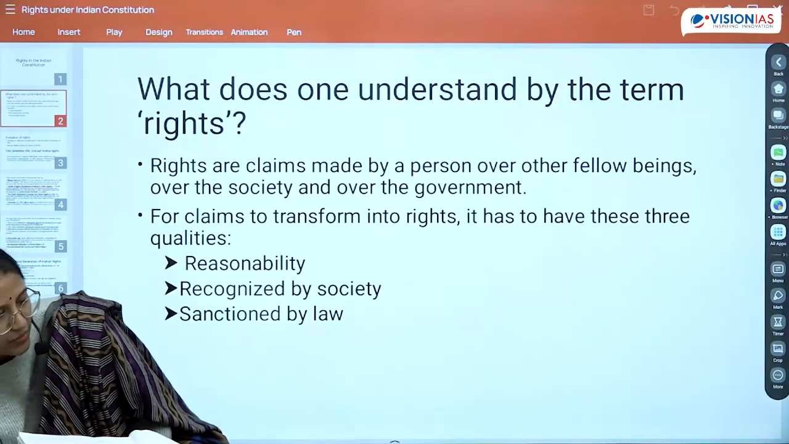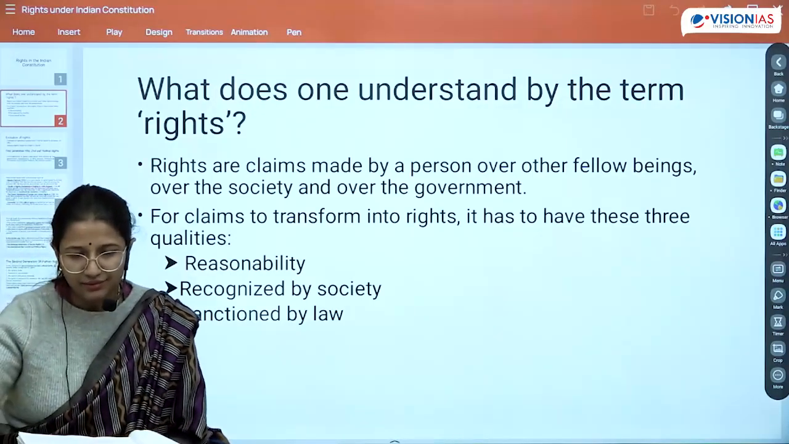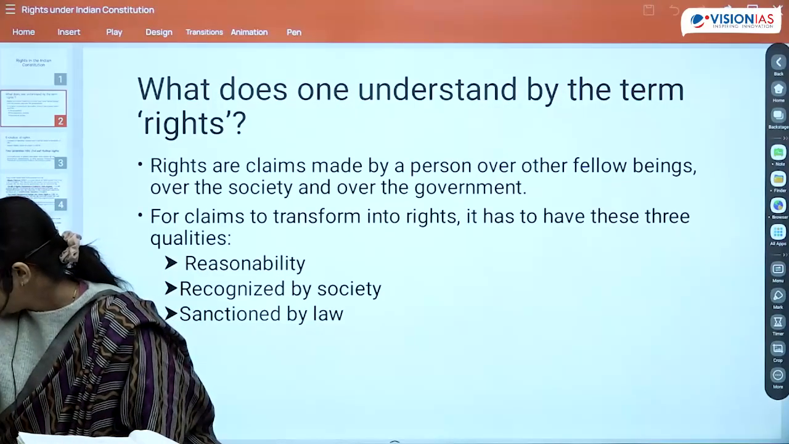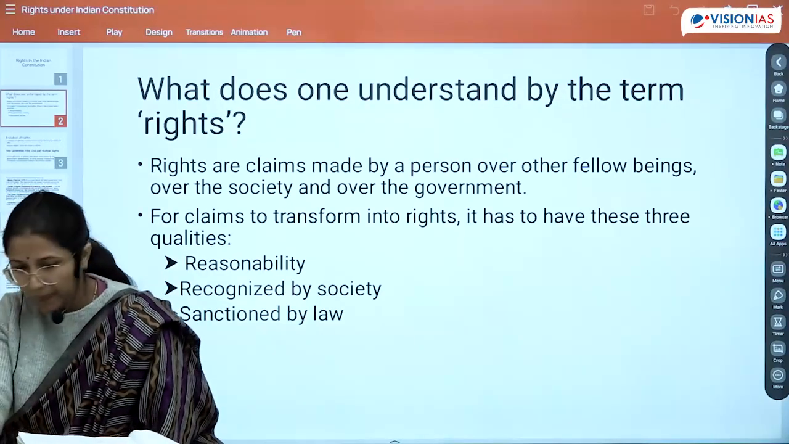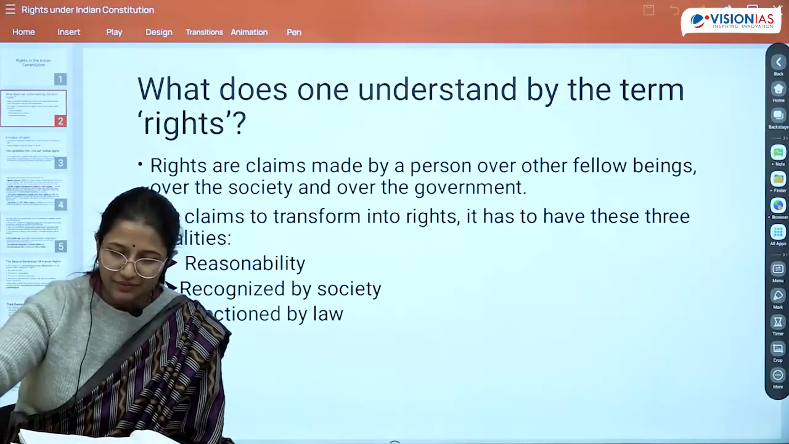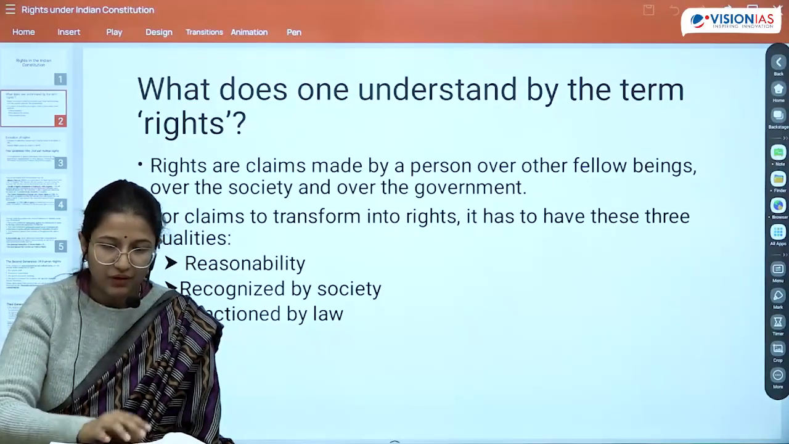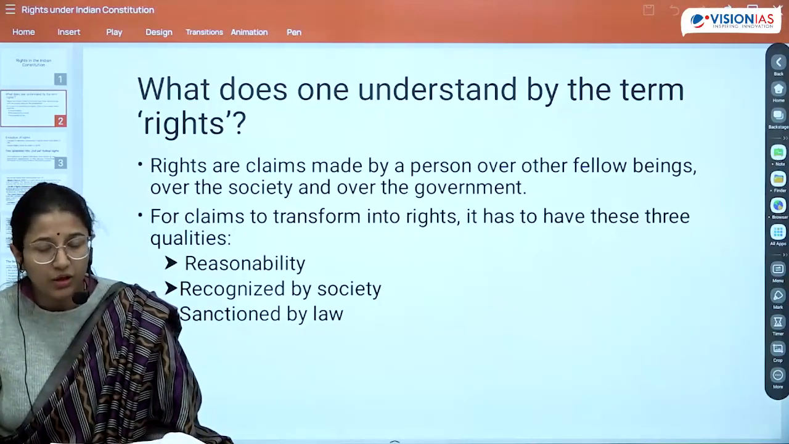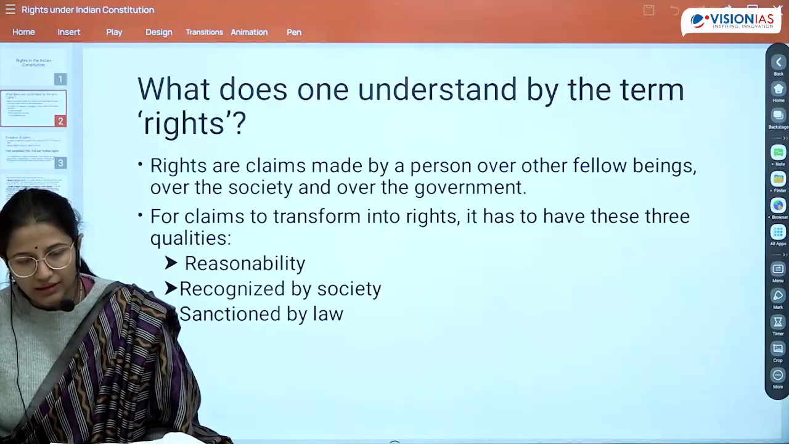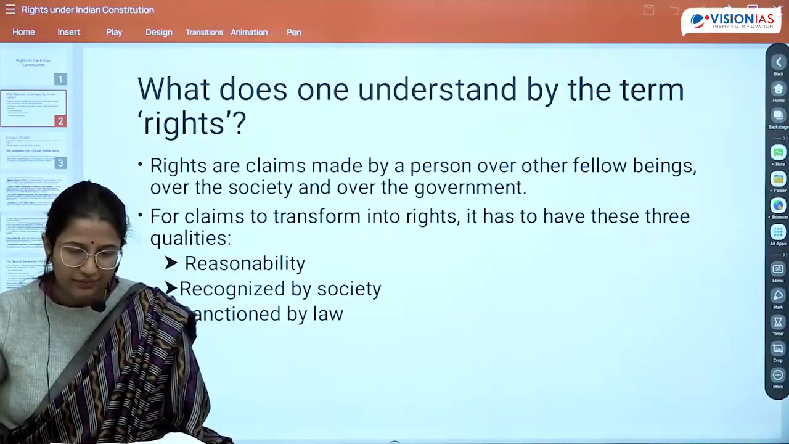Rights are claims of a person over other fellow beings, comma, over the society, and over the government.